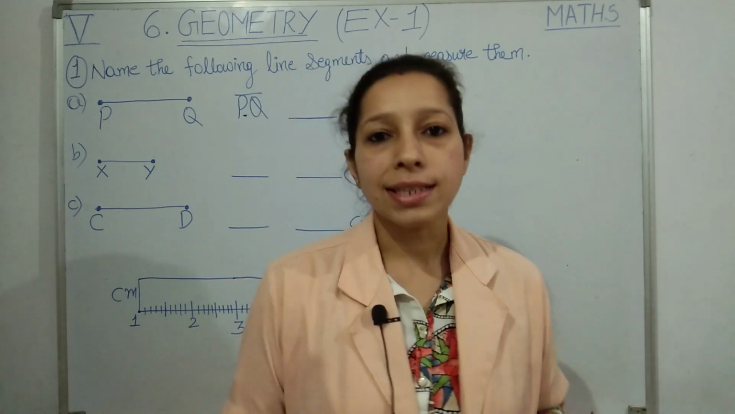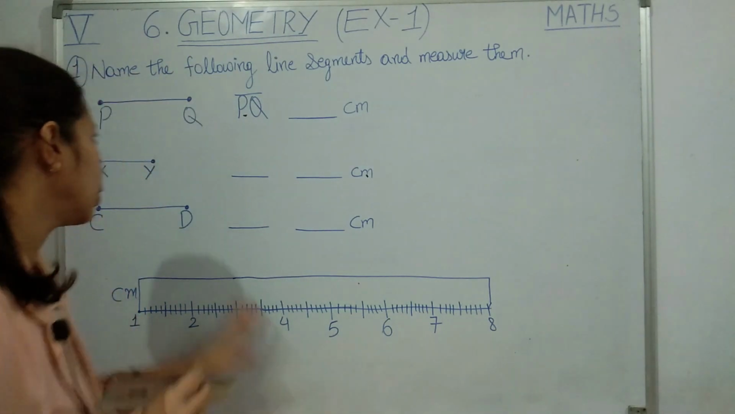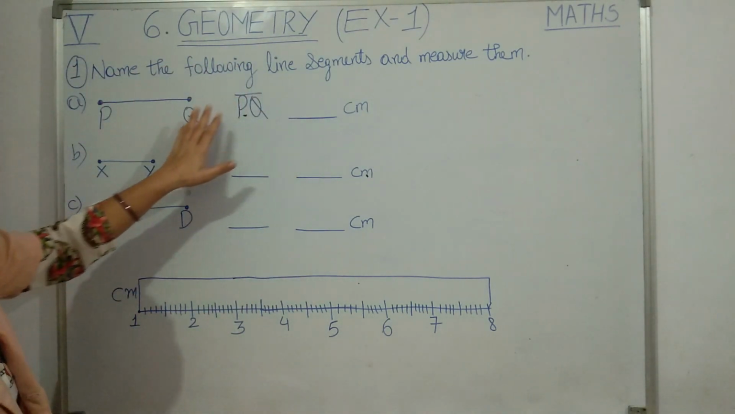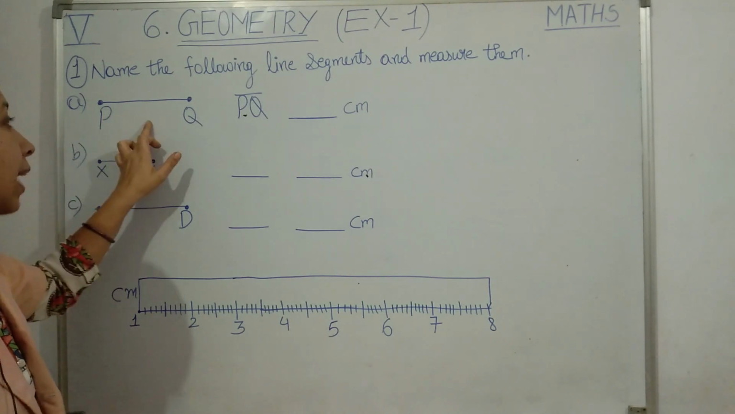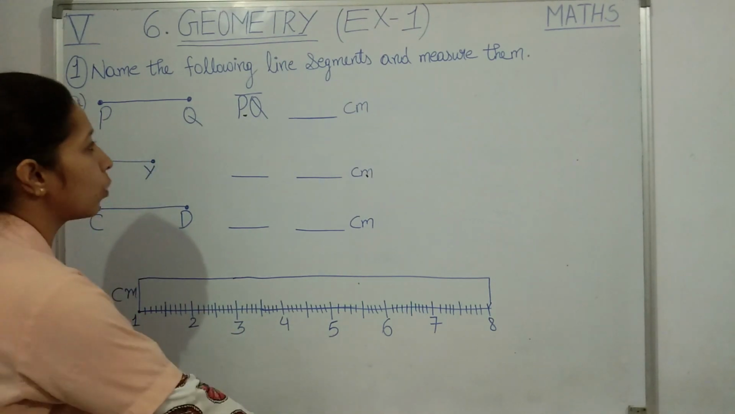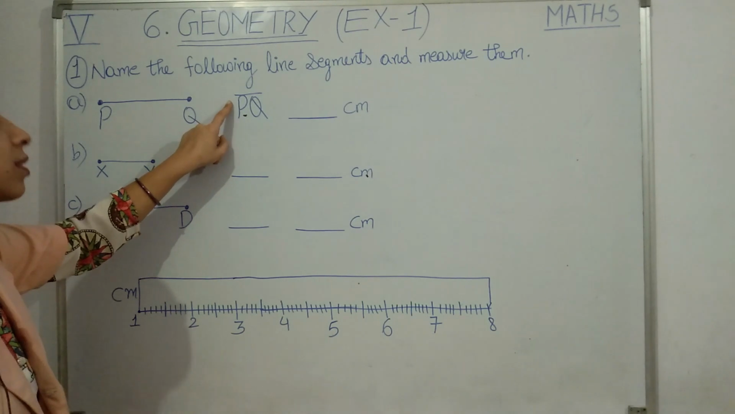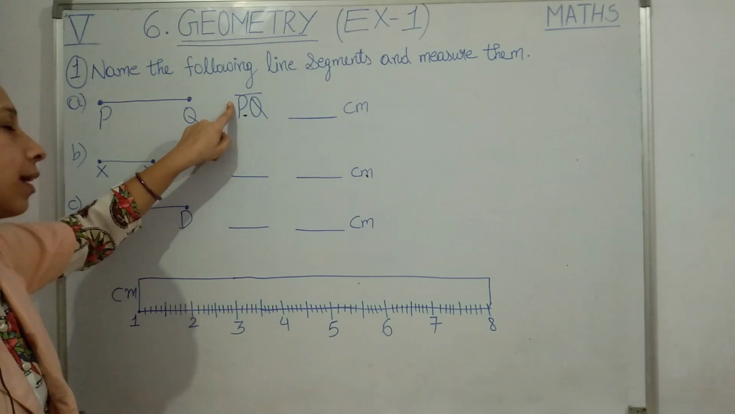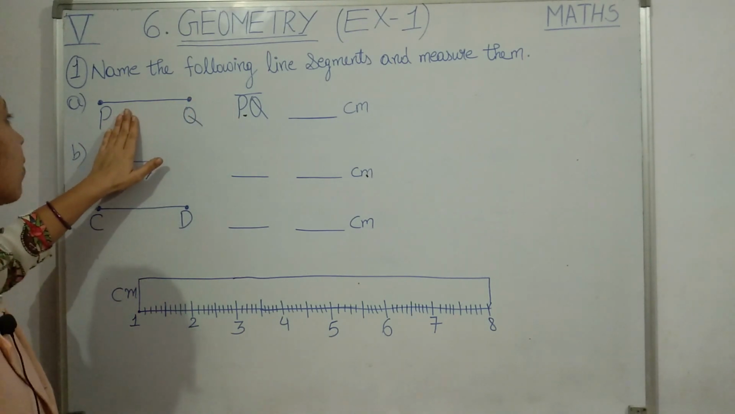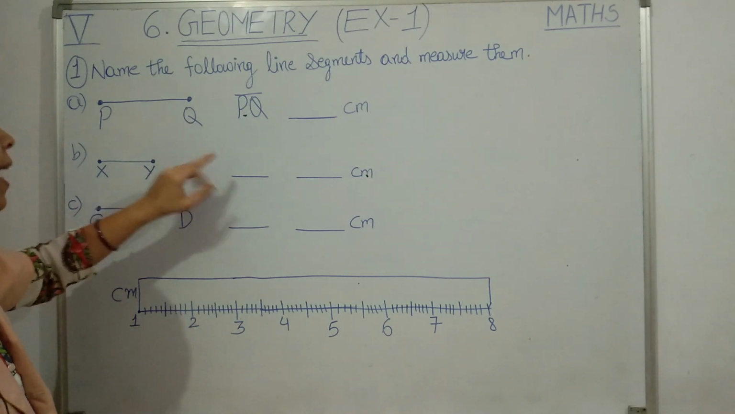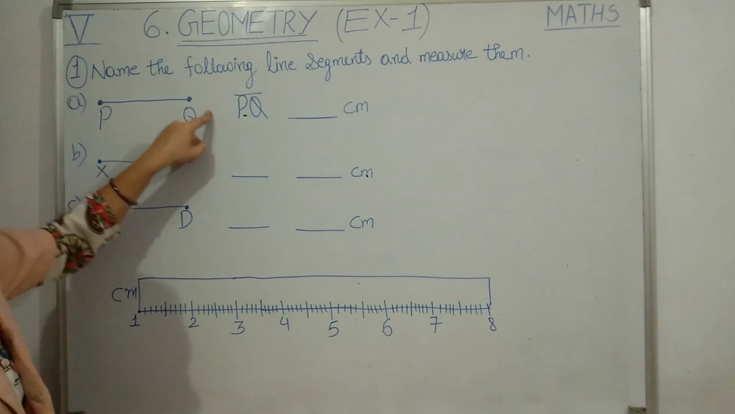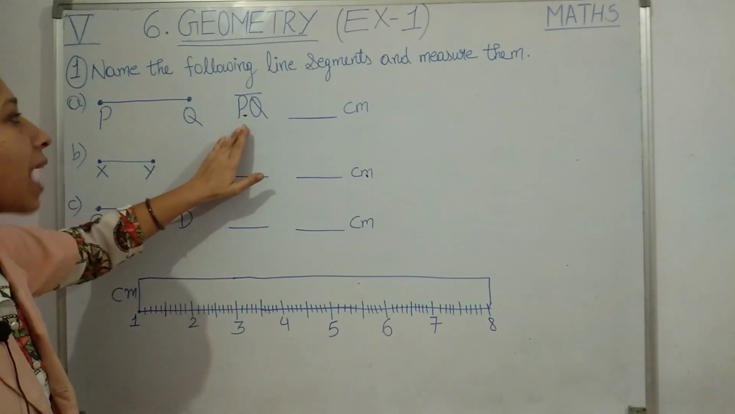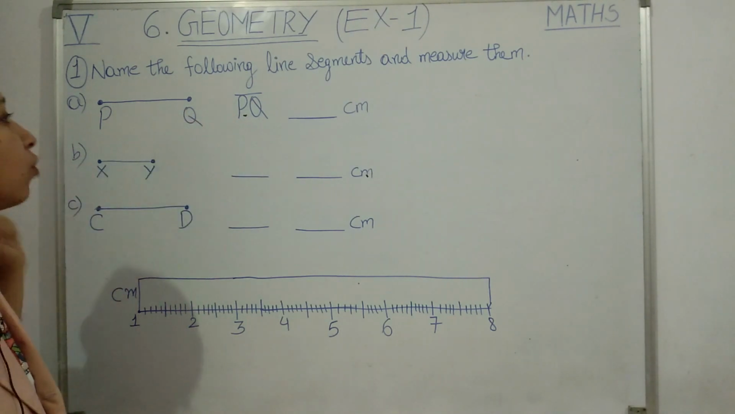Okay students, so let us see how to measure. I have already written the question on the board. Name the following line segments and measure them. So the first one is line PQ. You can see the name is also written here, isn't it? I told you this is the symbol of a line segment. So here it is given, line segment PQ. Why line segment? Because we can see a line segment has both the endpoints in it. So this is line segment PQ and we have to measure it.